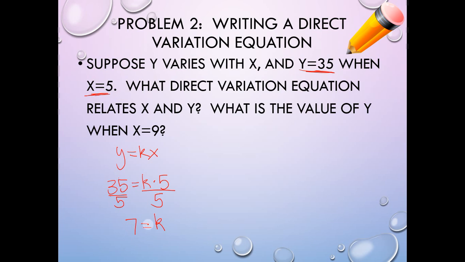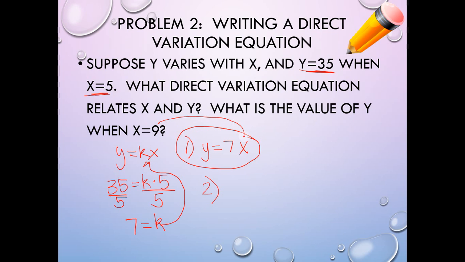So what I'm going to do is take that 7 and put it in for k to get my equation. So I get y equals 7x. That is the first answer. Now, the second part of this problem: they want me to know what is the value of y when x is 9. So I'm going to take that 9 and pop it in for x. So I'm going to get y equals 7 times 9.